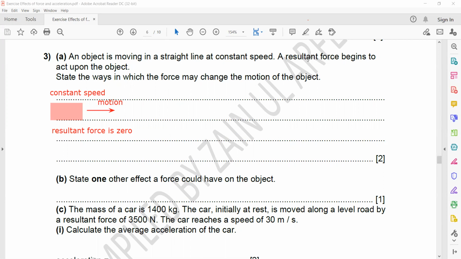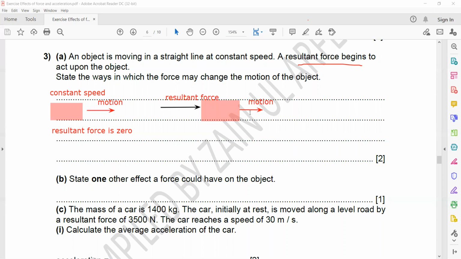Now in the question they say the resultant force begins to act. So this object was moving with a constant speed and now there is a resultant force acting on the object. State the ways in which the force may change the motion. So how can the force change the motion of this object? For example, if the resultant force is the same as the direction of the motion, what will happen to this object? Will it accelerate or decelerate?